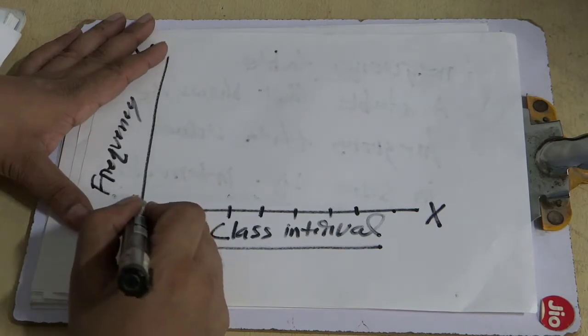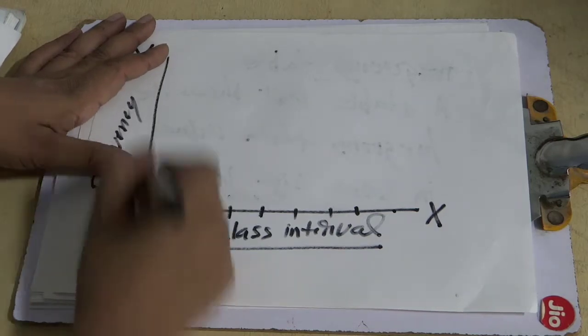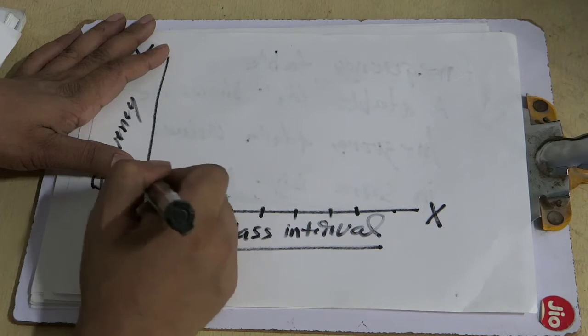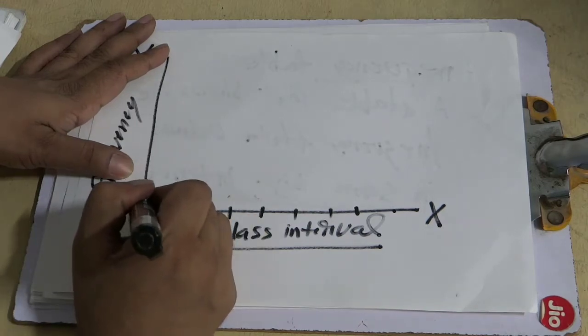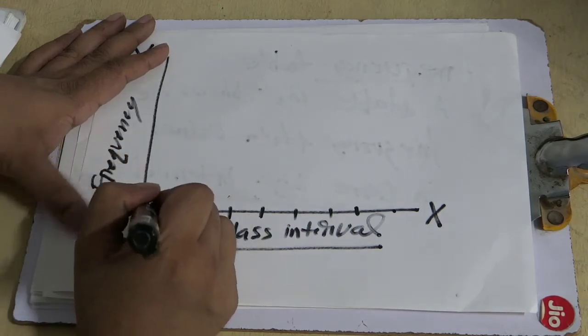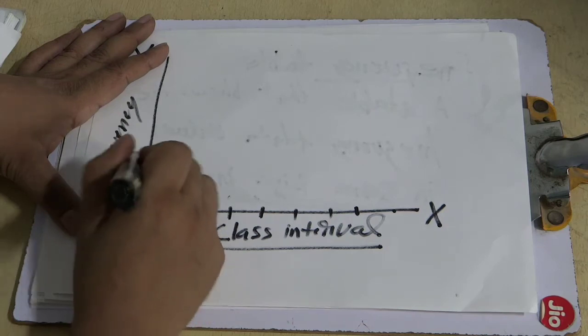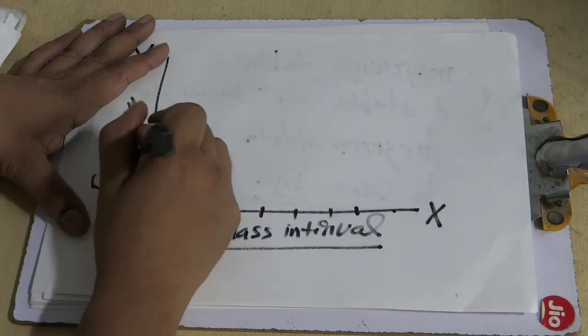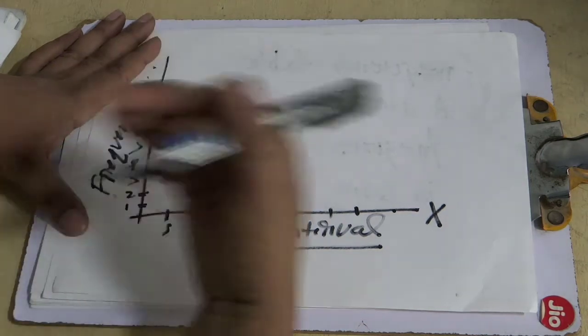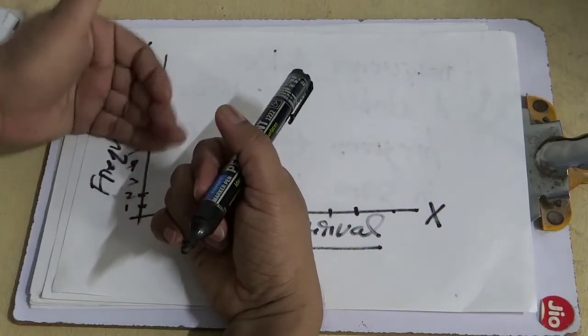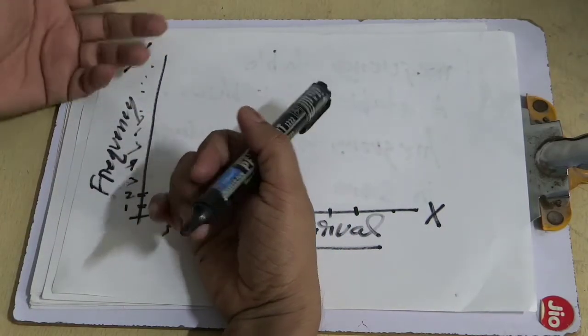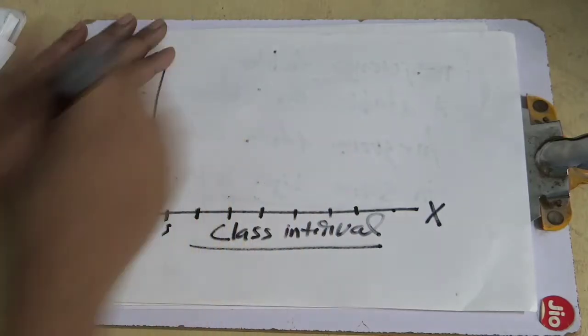It should not be that here there's 10, 15 and then we take 200. No, the ratio should be the same. It may be 1, 2, 3, 4, 5, 6, 7, 8, 9, 10, or it may be 100, 200, 300, 400, 500, or 1000, whatever. That is called the frequency.